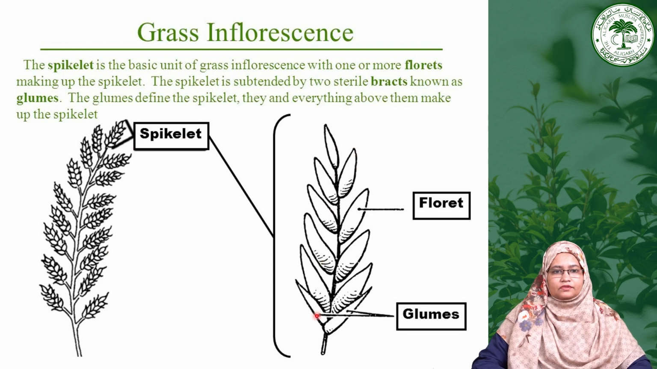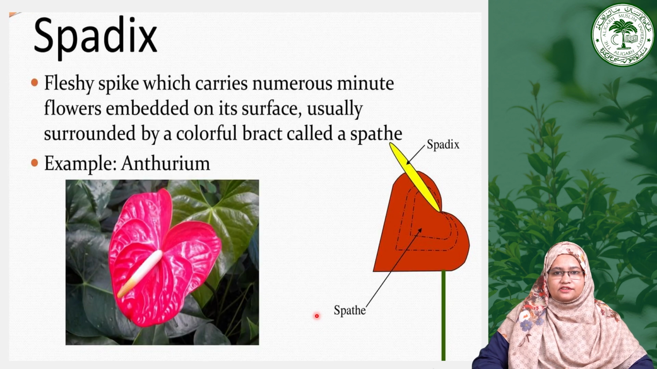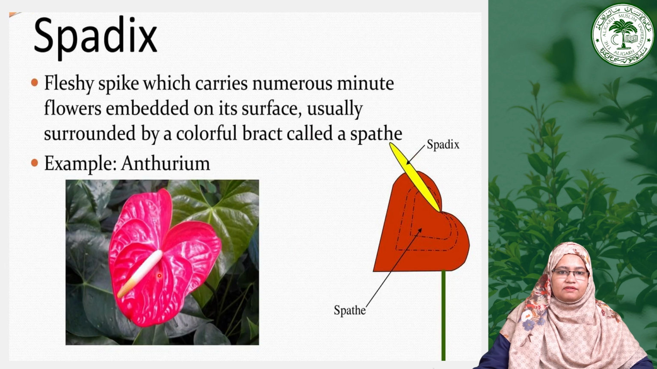Now moving towards the next type of inflorescence, that is spadix. Spadix is a fleshy spike which carries numerous minute flowers, as you can see. This one is the fleshy spike which has numerous flowers embedded on its surface, and this is the spathe which is covering the bract. And this is the colorful spathe. The example of this type of inflorescence is anthurium, as you can see in this particular image.